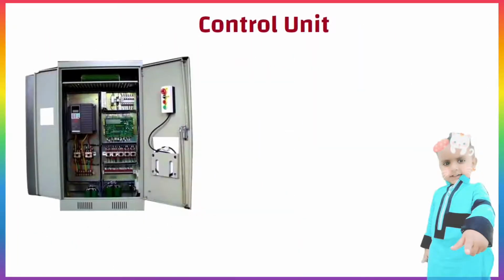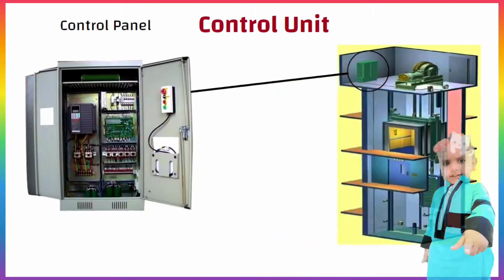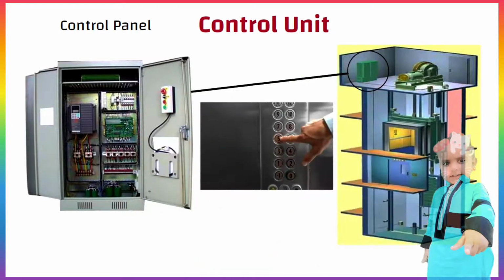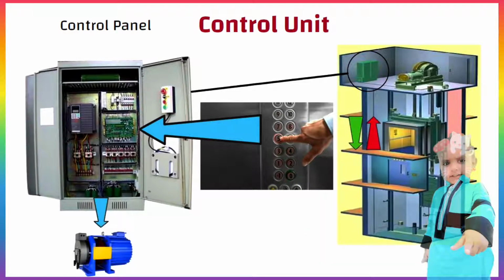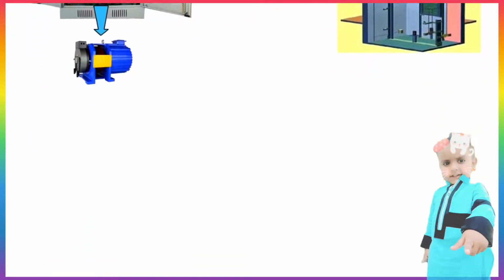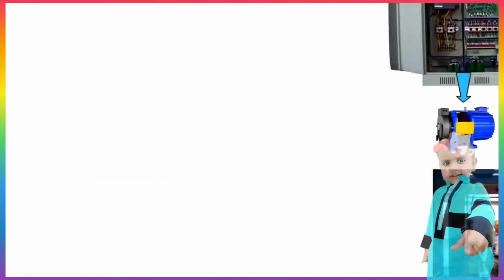Control unit. It is also known as controller or control panel. It is placed in the machine room which is generally at the top of the elevator shaft. When we press any button in a lift, the signal goes to the control unit and then it is translated through the system to tell the motor whether to move up or down. Once the elevator has reached its destination, a signal is sent to the control room for it to either stop and let passengers board or exit.